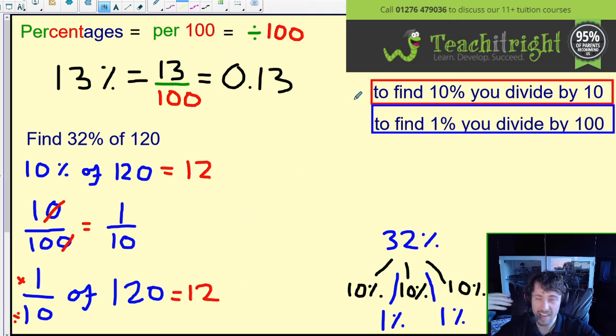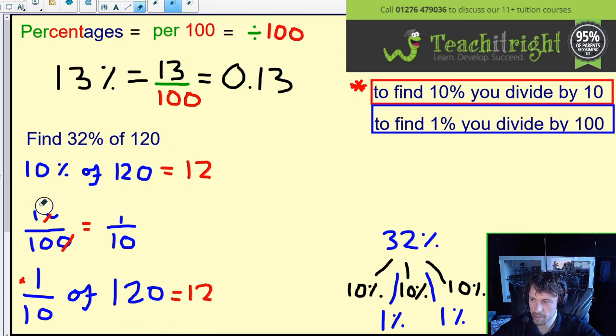Now, personally, I actually just recommend, if you learn nothing else today, memorizing that fact. To find 10%, you divide by 10. That alone is going to unlock a lot of questions for you. And the reasoning why is down here. And the reasoning why, as I say, is because 10% is a tenth, and to work out a tenth, you divide by 10.